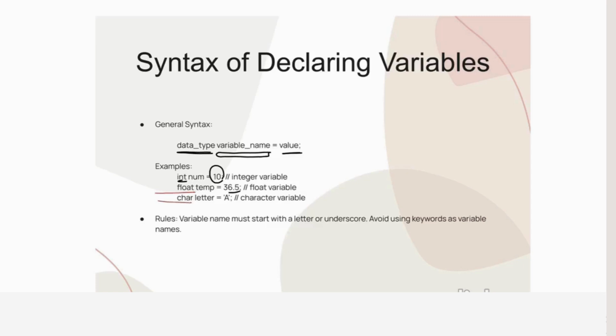So we must again revise the important rules of creating variables. As we see, the variable name must begin with a letter or underscore, and you must avoid using keywords as variable names.